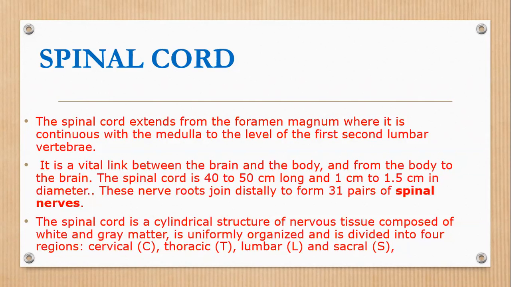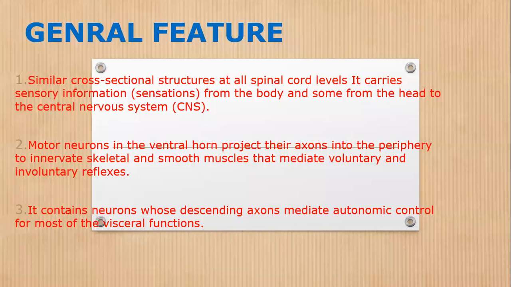So next is general features. It has a similar cross-section structure at every spinal cord level. It carries sensory information, sensation from the body and some from the head, to the CNS via afferent fibers and performs the initial processing of this information.